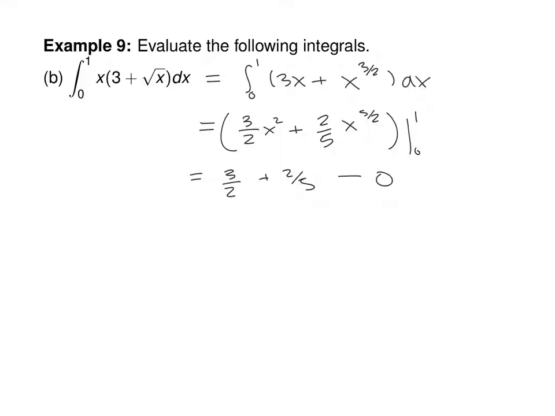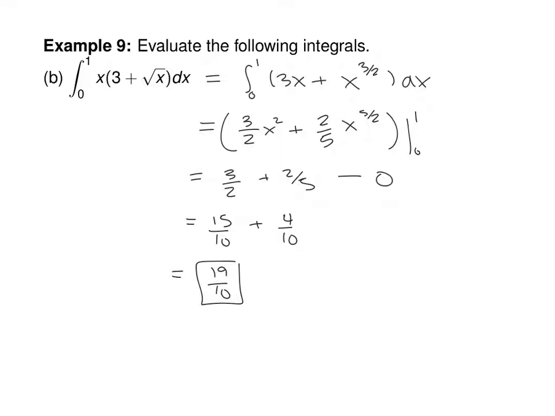So just get a common denominator, 15/10, right? Plus 4/10. Is 19/10, right? Okay, great. But you plug the 1 into both the 3/2 x squared and the 2/5 x to the 5/2. Right? Okay.